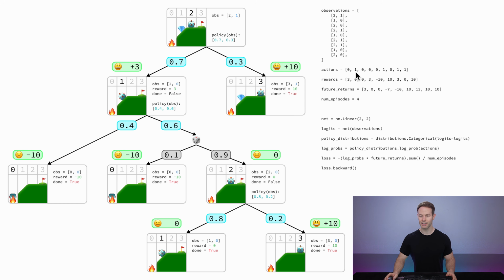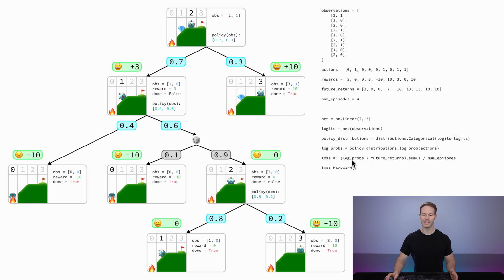Now for our second action, this 1 corresponds to this observation. So we're taking in observation 1, 0. And that'll be this observation down here. Our policy would have output 0.4 and 0.6. So we're going to find the log probability of 0.6. Since from here, we ended up going right. We had the action of 1 after this node. So we're going to get the log probability of this 0.6 value. So this log probs variable will be a batch of log probabilities, 1 for each action.